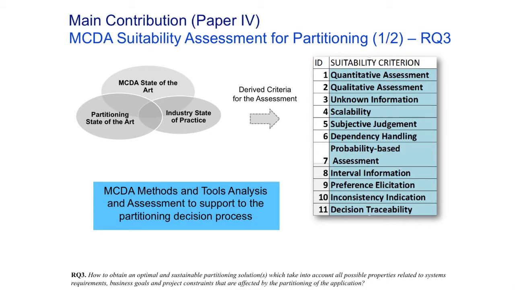So we looked into methods and tools. We analyzed the degree to which they can be used to support the partitioning based on these 11 criteria. The result here is just a simplified view, because we looked into 37 methods, and then we also looked at what tools are available with respect to the implementation of each specific method.